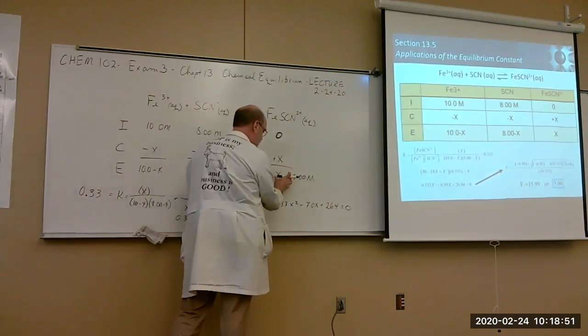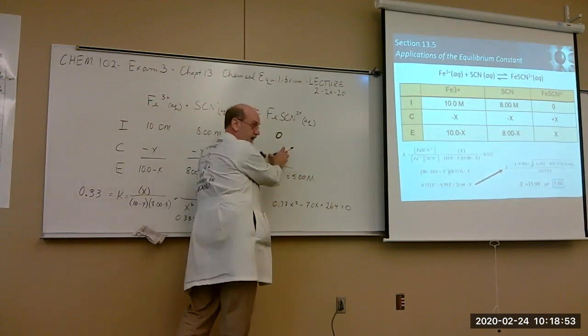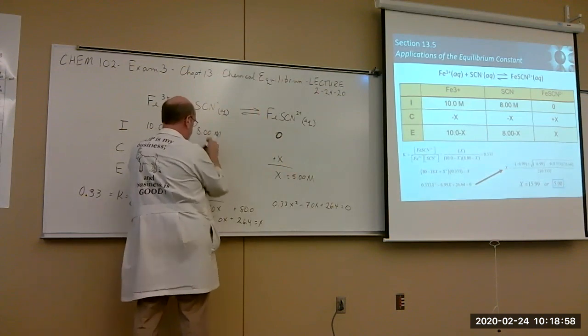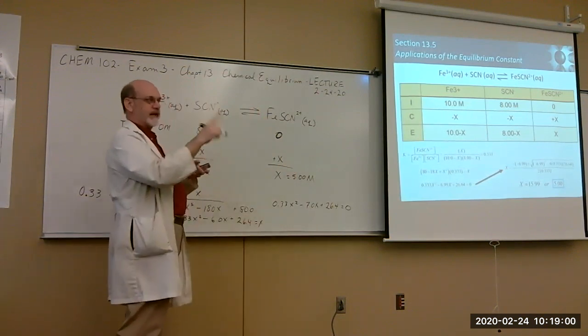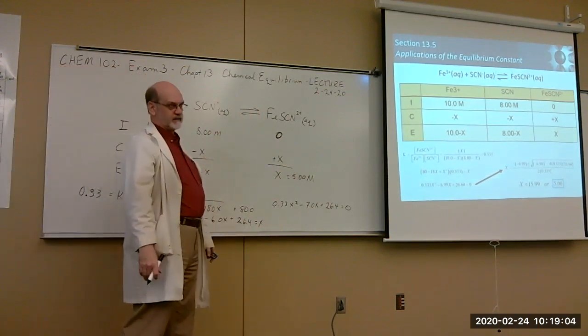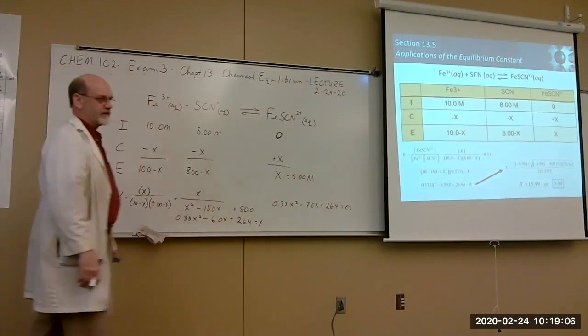If 15.99 is x, that means this had to be x too, 15.99. So if you say 15.99 subtracted from 8, you get a negative number. Right, there's not enough material to give you 15.99. So you have to go with 5.